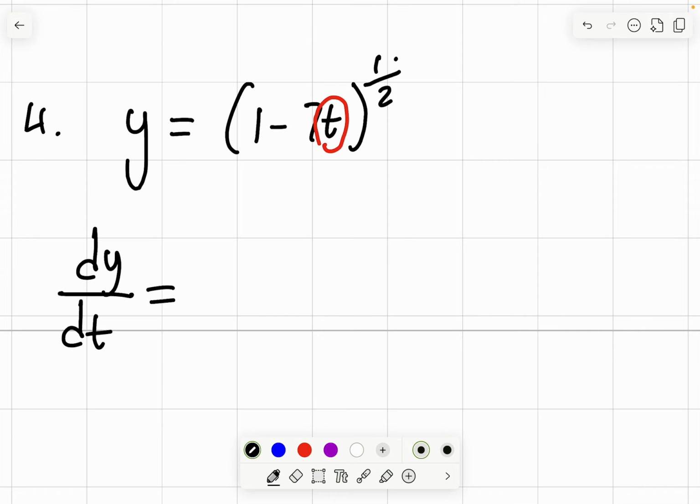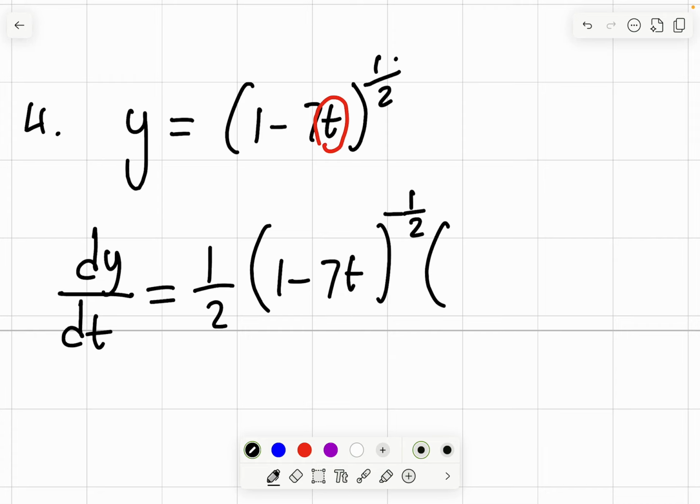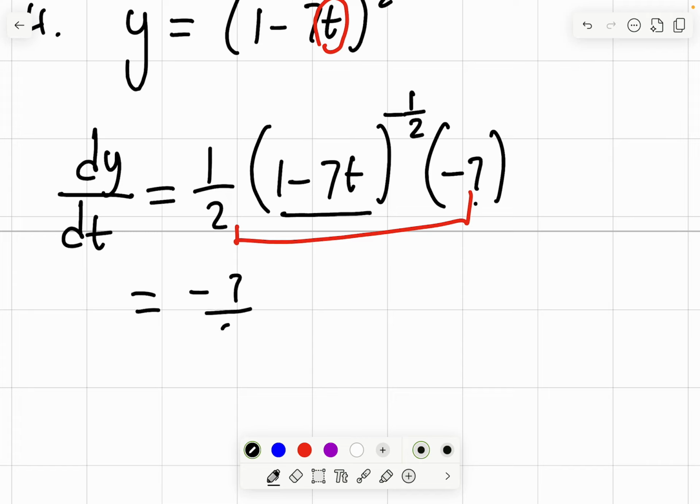You drop this thing first. You drop 1 over 2. Then you keep the inner function. You subtract 1 from half, which will get negative 1 over 2. Therefore, you multiply by the derivative of whatever is inside, which is going to be negative 7. So my answer is going to be, I take that negative 7 here, I multiply it by half, I'm going to have negative 7 over 2. Therefore, I have 1 minus 7t raised to negative half.